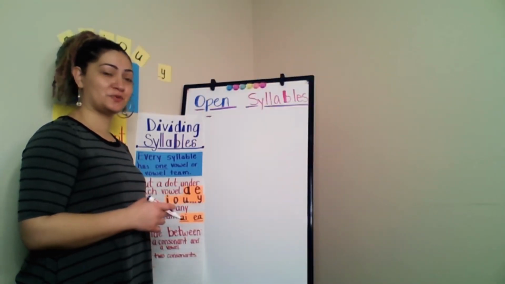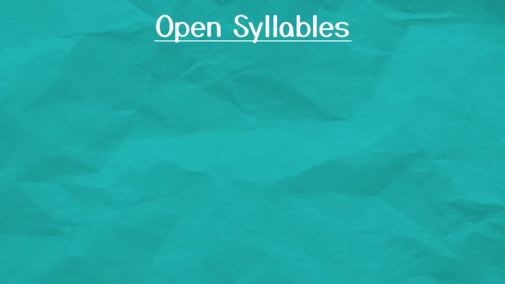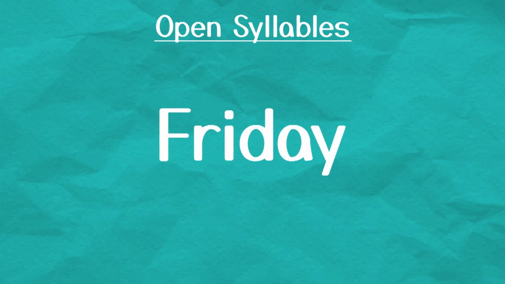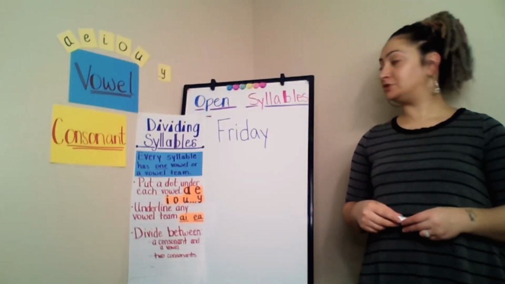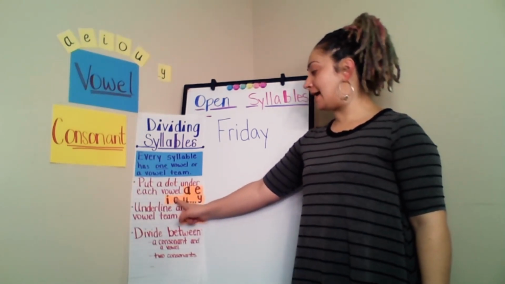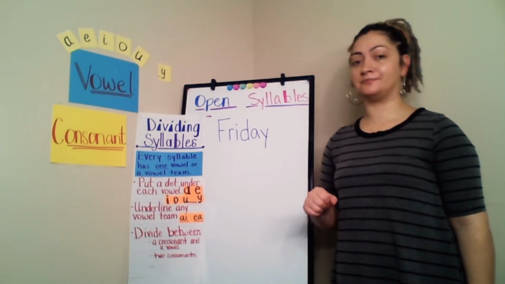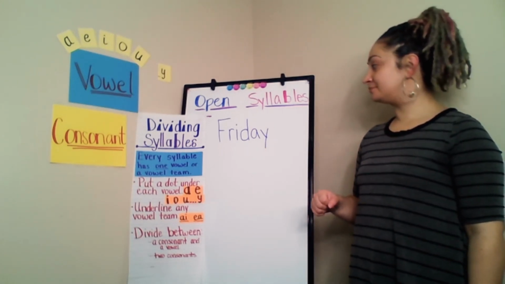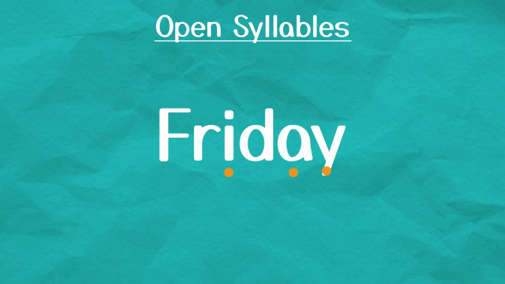All right, scholars, let's write our first word. F, R, I, D, A, Y. Once you have that word written, go ahead and put a dot under each vowel. A, E, I, O, U, or Y. Are you seeing three vowels like I am? See an I, an A, and a Y.